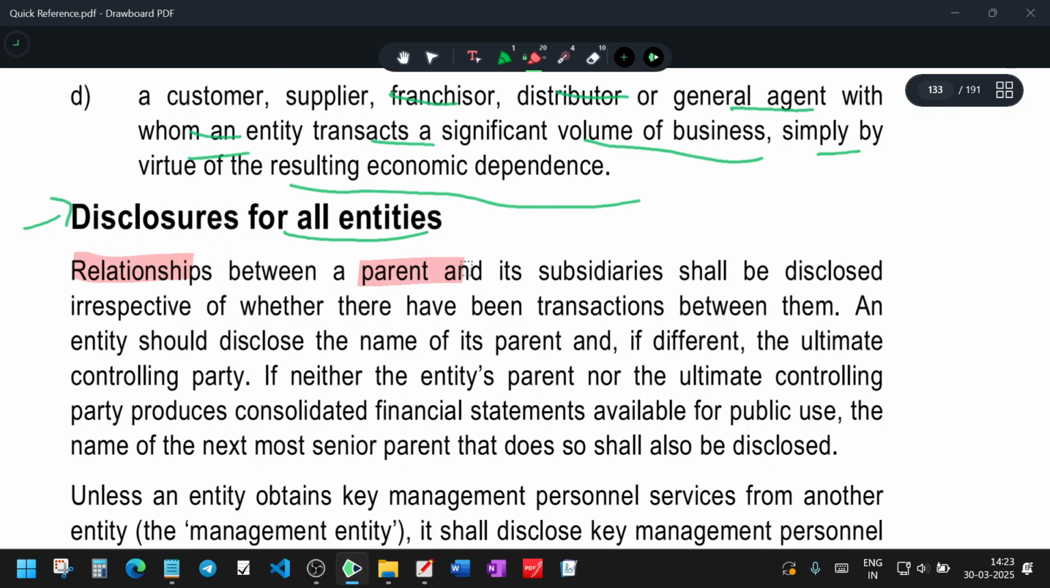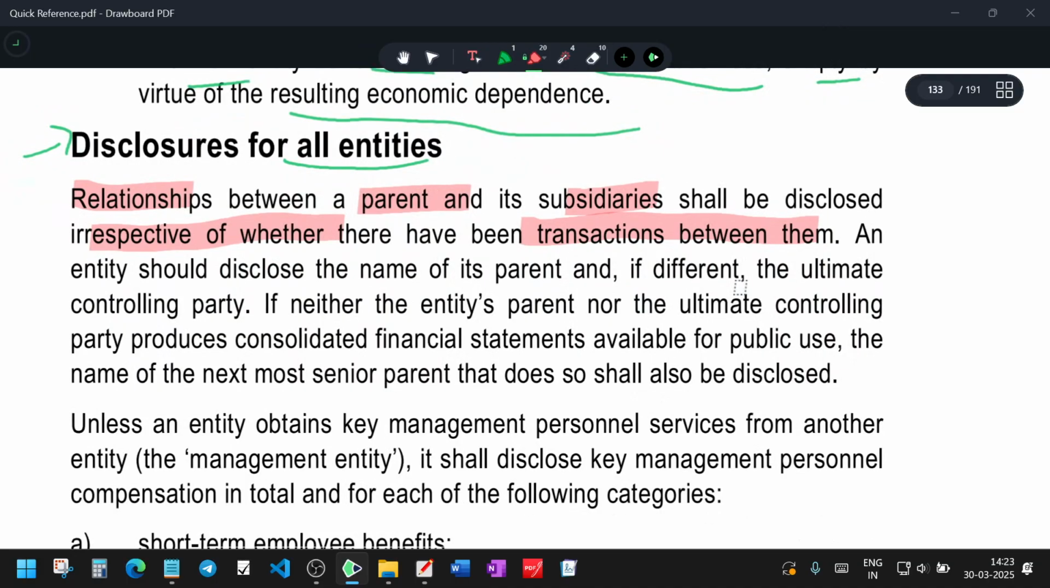The relationship between a parent and its subsidiaries shall be disclosed irrespective of whether there have been transactions between them. So you should disclose the parent and subsidiaries even though transactions may or may not be there. You should say, I'm holding this percentage in this company, this percentage in that company, companies A, B, C, D, and you should disclose the companies that have common directors.